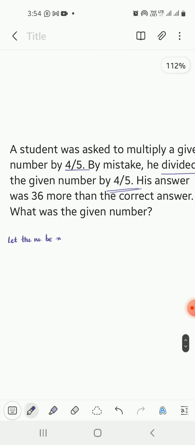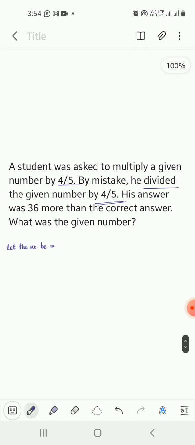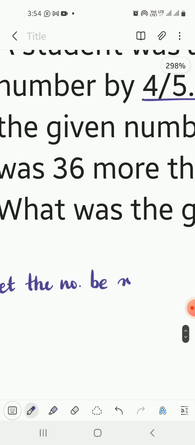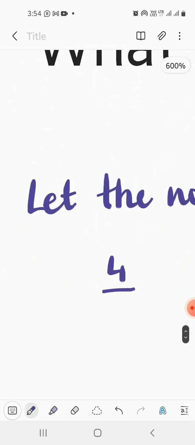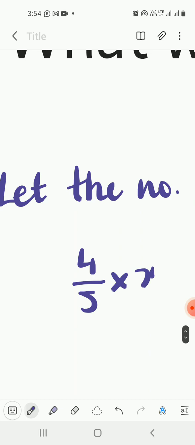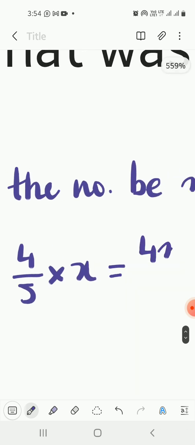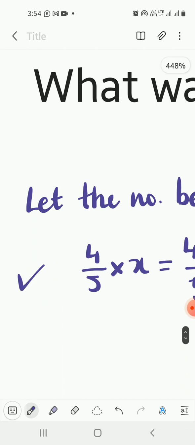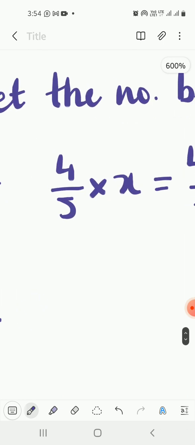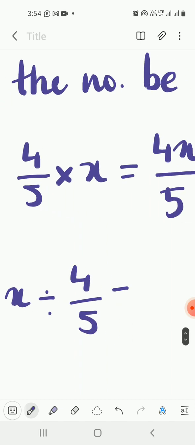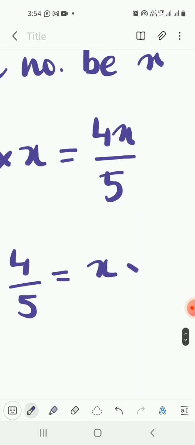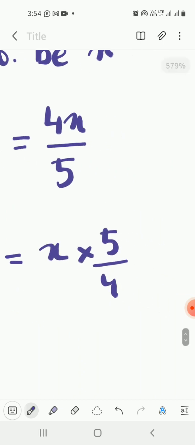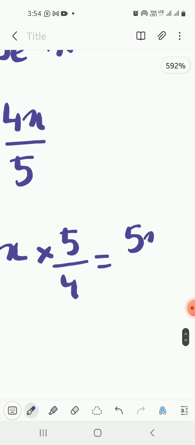Now he was asked to multiply the given number by 4 by 5. So 4 by 5 into x. This is what he was told to do. The answer would have been 4x by 5. This would have been the right answer, but what he did was, instead of multiplying the number, he divided the number. So x divided by 4 by 5. So the answer would differ, this becomes the reciprocal, 5 by 4. So the answer he gets is 5x by 4.